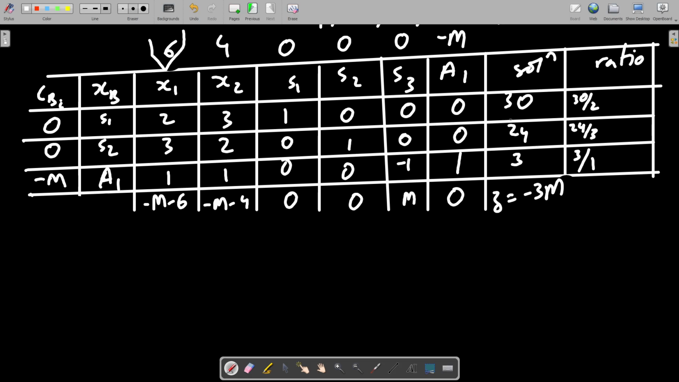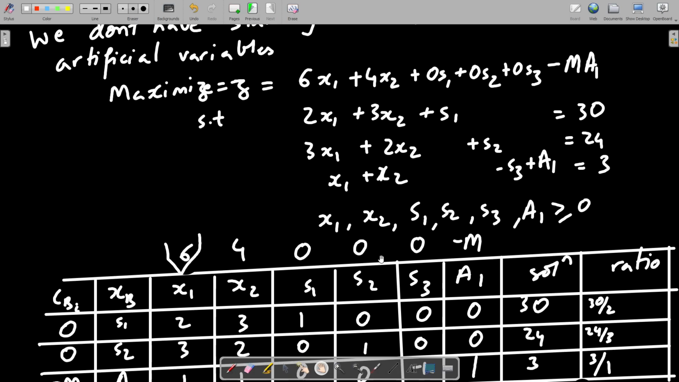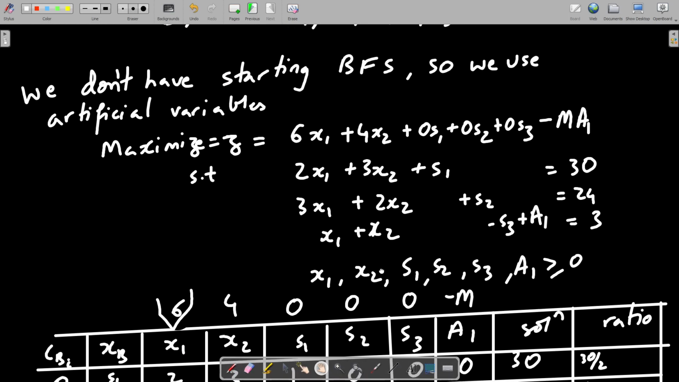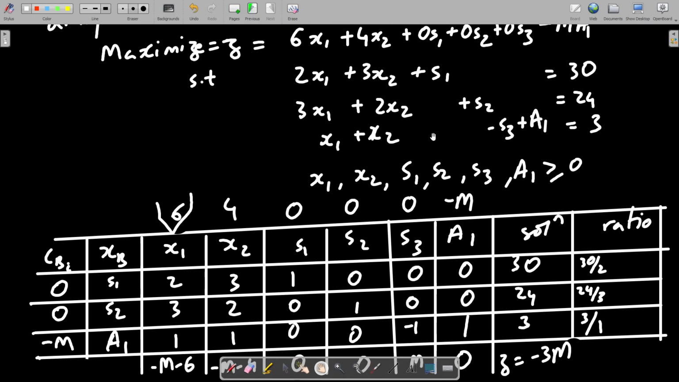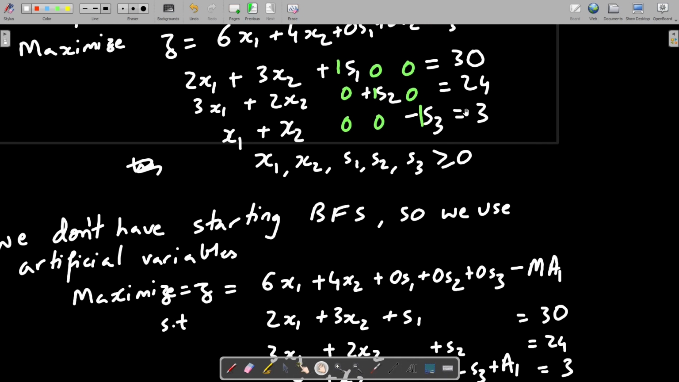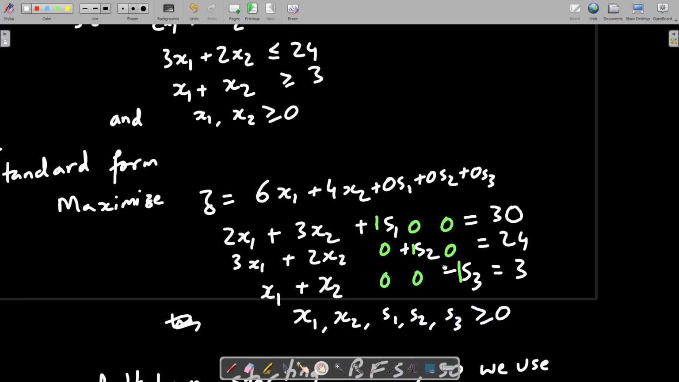Which one? What is it? 3x1 plus 2x2 here. What I wrote down? 24, no? I wrote 27, no? 24 or later, it is not everywhere. Just check.